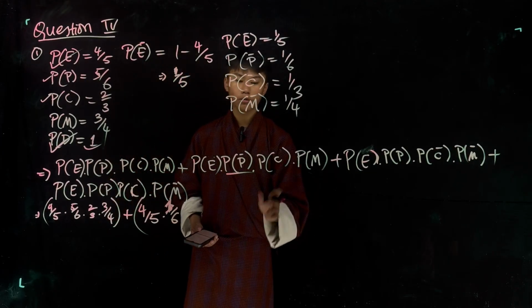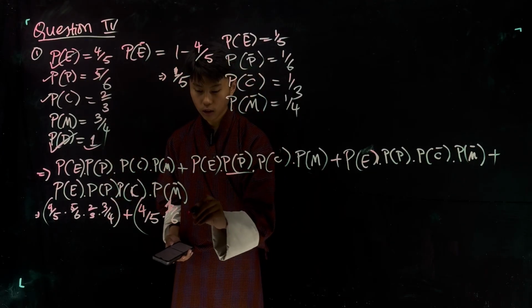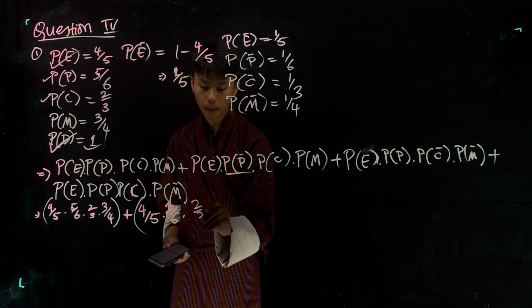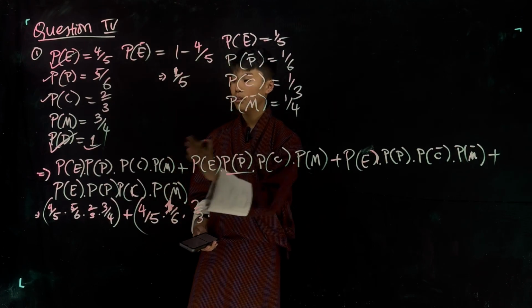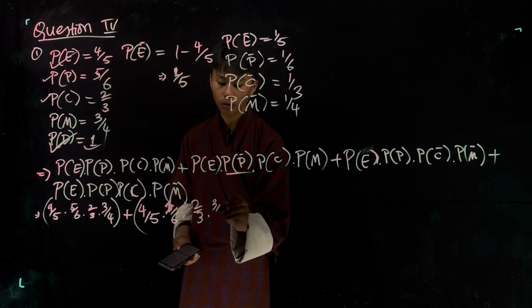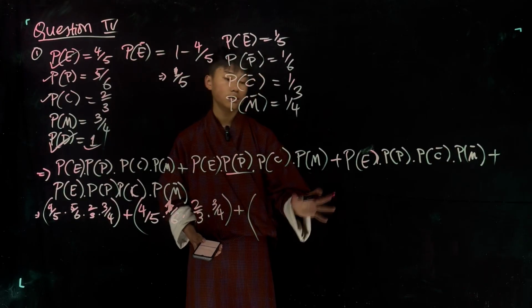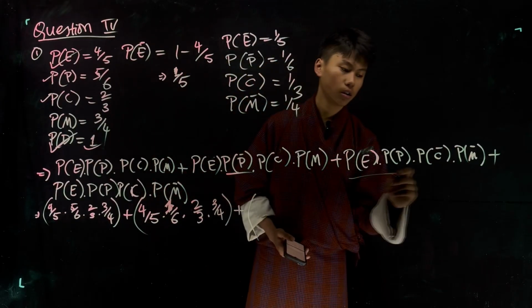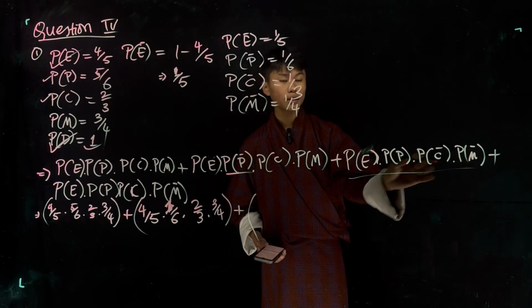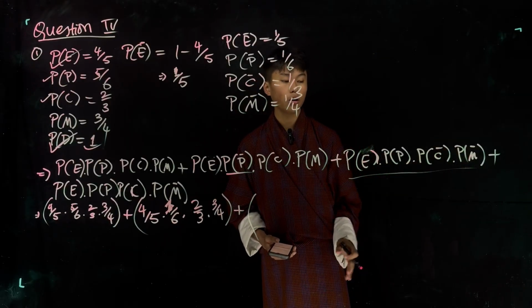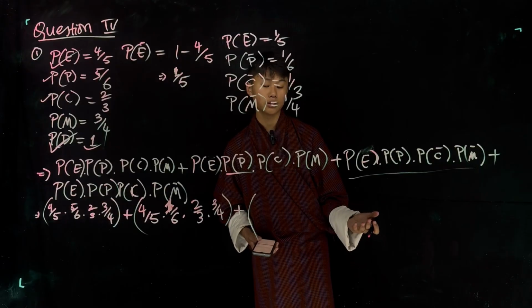Next, the probability of him passing in chemistry is 2 by 3. And the probability of him passing in maths is 3 by 4. Next, we have to calculate the probability of him failing in chemistry but passing in all of the other subjects and receiving a pass certificate.